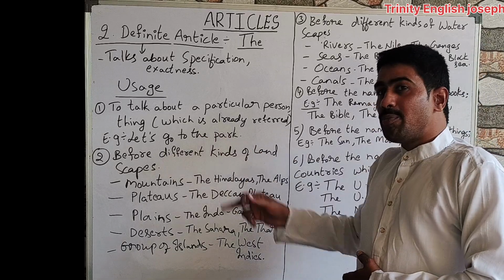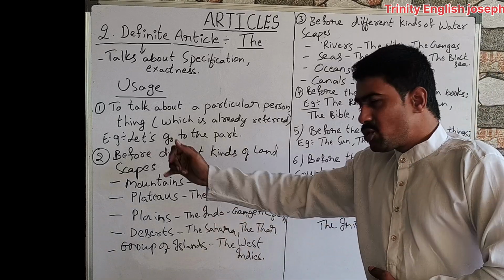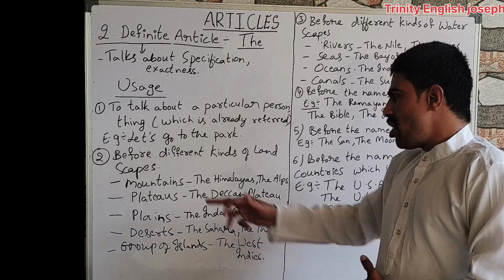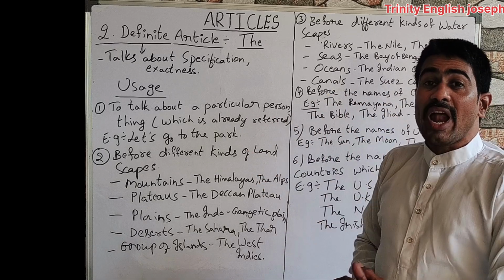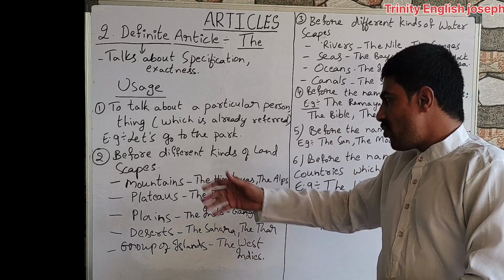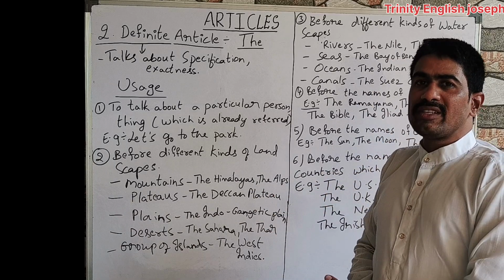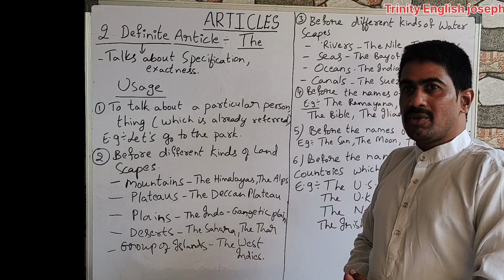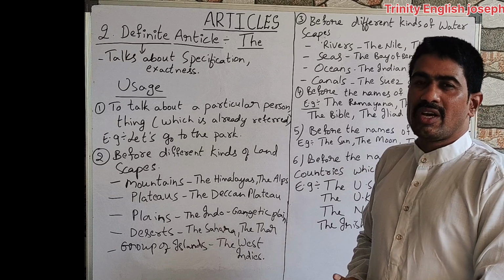So in that way, the park, that specified park which I am trying to speak about. And coming to the second usage, before different kinds of landscapes, means different kinds of landforms. So we would be using the with specified different kinds of landforms. First one is before mountains or mountain ranges. So here the Himalayas, the Alps, the Eastern Ghats, the Western Ghats. So there are so many examples that we can sort out.